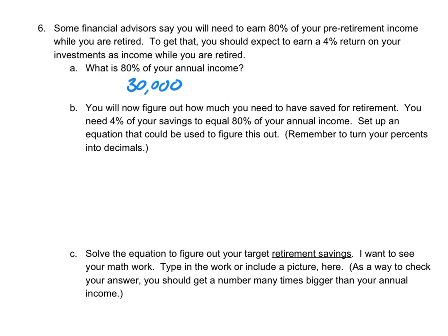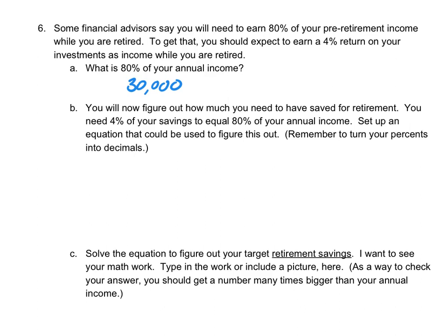Because the other part of our intro question was that we should expect to get a return of 4% on our investment income while we are retired. So what that means is that however much we have saved when we are retired, we should be able to take out about 4% of that per year as income.